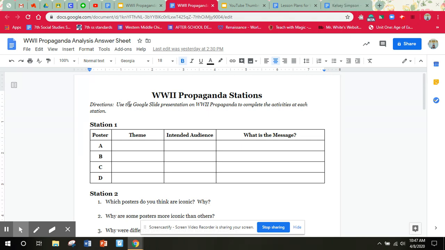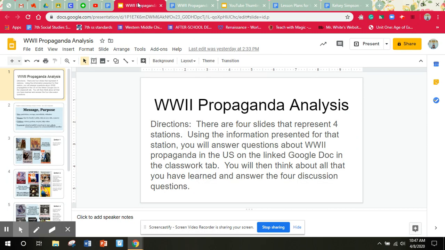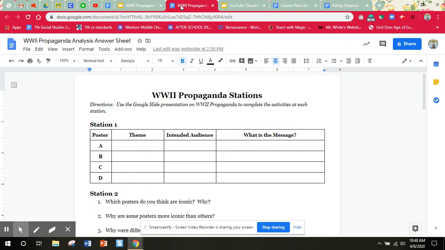So our directions here are to use the Google Slides presentation on World War II propaganda to complete the activities at each station. All right. So here is the slides presentation. You will not get editing rights to this slides document. You will just be able to view it. The only thing that you're going to be able to edit is your answer sheet, right? So here you'll type your answers in, but you will not be able to edit the Google Slides presentation, okay?